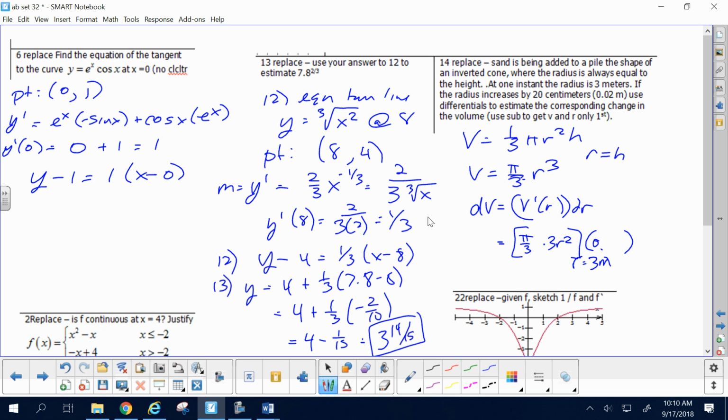0.02 or 0.2? 0.2. 20 centimeters is 20 hundredths of a meter, yeah? But that's not what it says, right? Oh, there. Oh, so you're saying the mistake is my mistake. Yeah, you're right. Hi, Alan.